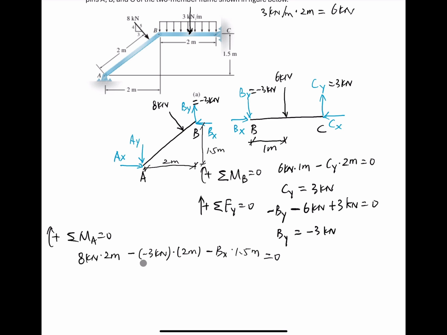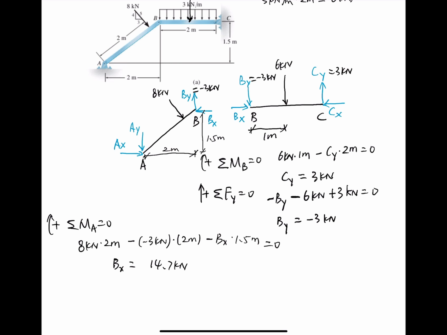So from this equation, we can calculate Bx equal to 14.7 kilonewton. Okay, this is Bx. So after we know the Bx, so the Bx is equal to 14.7 kilonewton, and we know Bx is showing here.